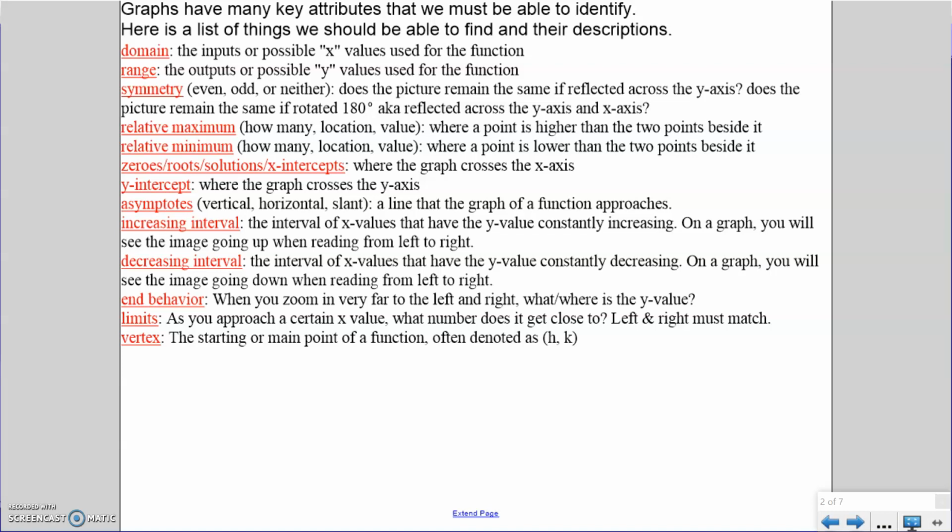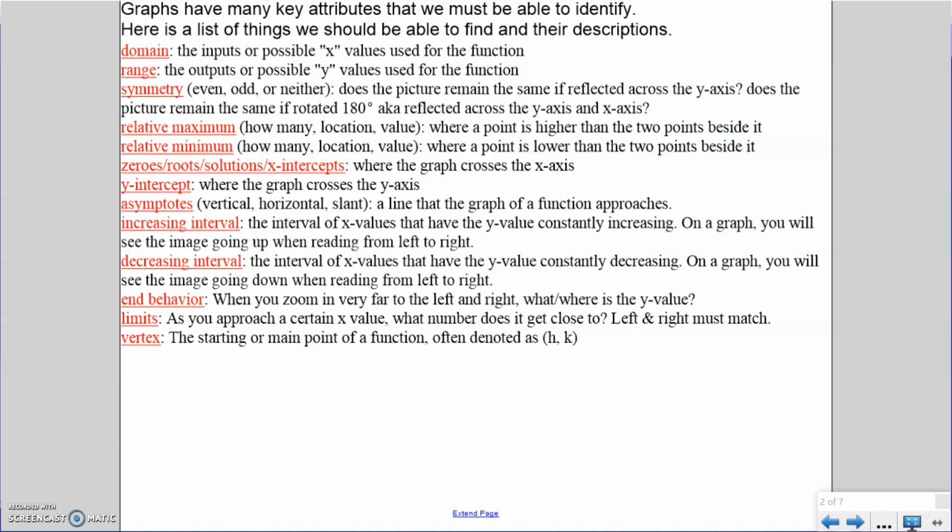Alright, then we have increasing intervals. The interval of x values that have the y value constantly increasing. So on a graph, you'll see that the image is going up when reading from left to right. The decreasing interval is the interval of x values. So we always talk about the x's, not the y's, where we see that the y value keeps decreasing, going down. So on a graph, you'll see the image going down when reading from left to right.